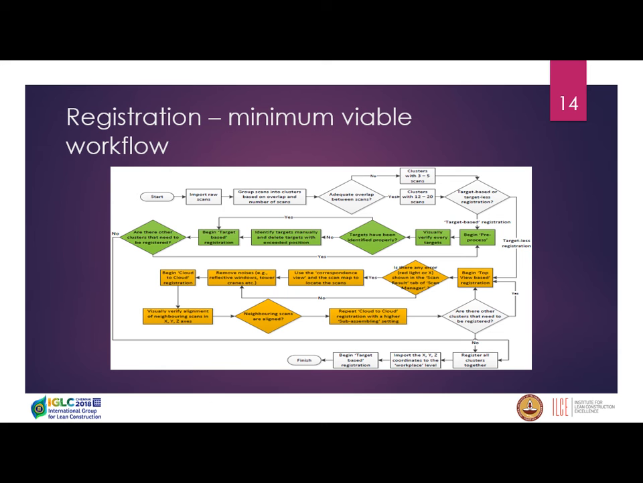And then we have proposed a minimum viable workflow for registration. We have two types of registration: target-based and target-less registration. When you have target-based, you have checkerboards or spheres, or when you have target-less, you use some vertical components. So we have proposed that workflow, so anyone using a Faro laser scanner, if they follow that workflow, it really helps to ensure that a higher level of accuracy is achieved. When I say level of accuracy, I mean plus or minus 3 millimeters.